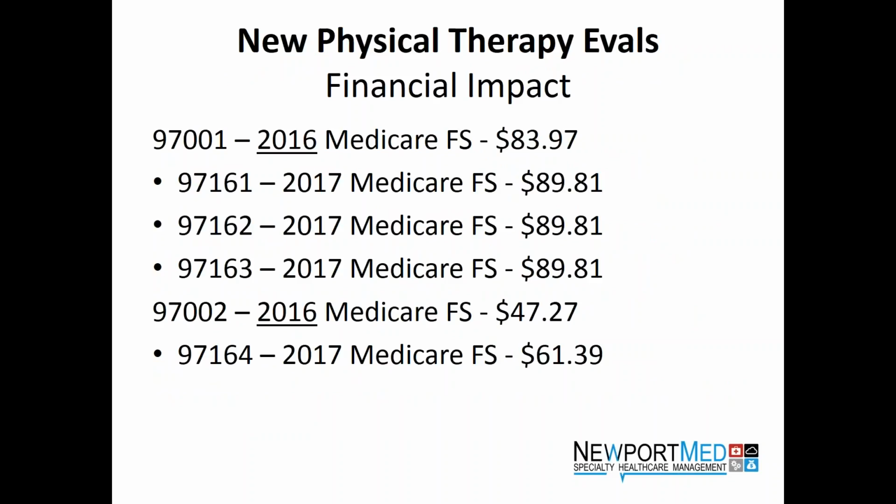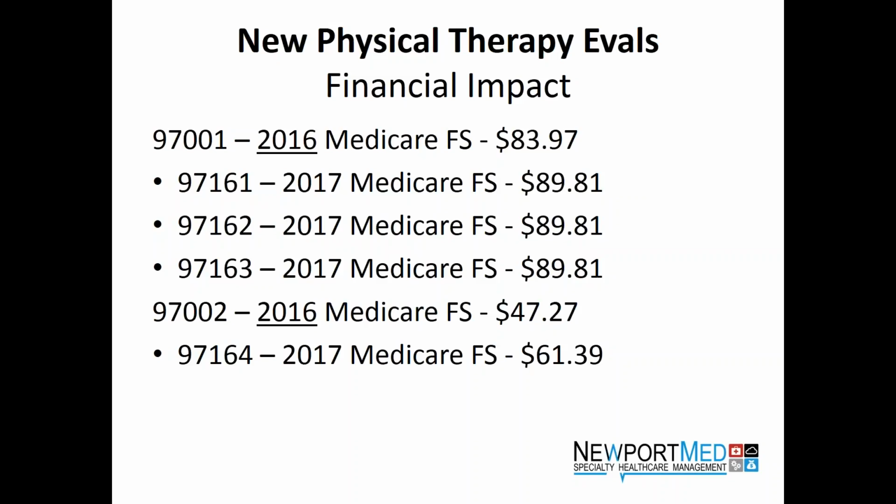So we've also done a quick financial analysis for you. In 2016, Medicare paid $83.97 for CPT code 97001. There's some uncertainty as far as what the future of Medicare holds, as far as these 3 different codes that replace 97001. They have given you a bump of about $4 and some odd cents, but all 3 codes, even though they represent 3 different levels of complexity, all 3 codes this year will pay the same. My guess is in the coming years that will not be the case.